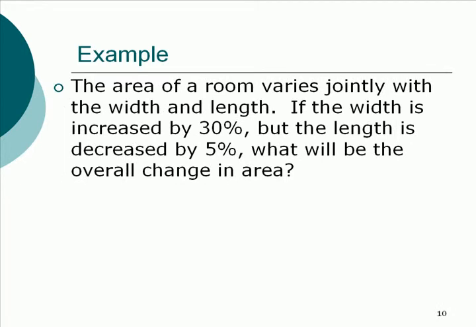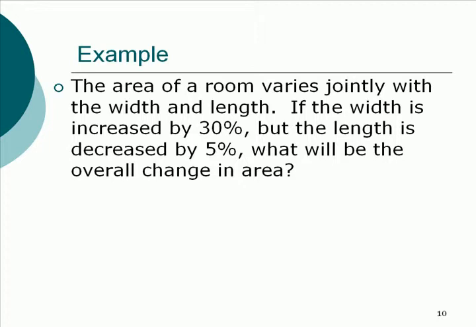Let's take this room. The area of this room depends on how wide it is and how long it is. I think everybody will agree with that. Let's say we make this room 30% wider but shorten it by 5%. We want to know what the net change on the area would be. If we make it 30% wider but 5% shorter, is the area of the room going to go up or down, and by how much?